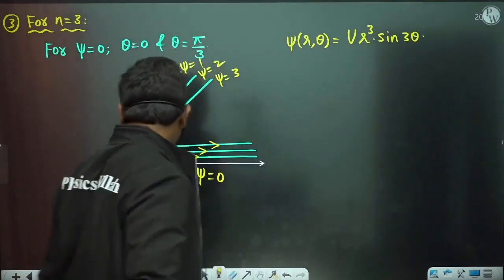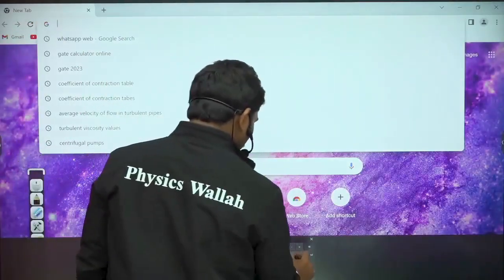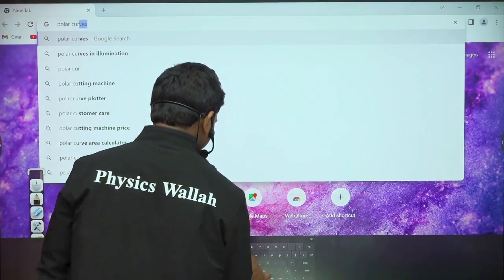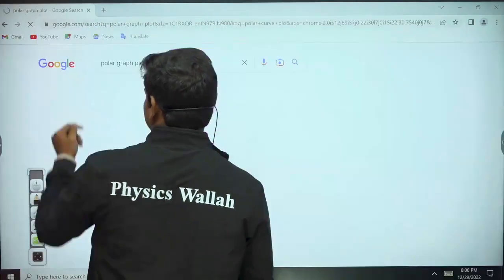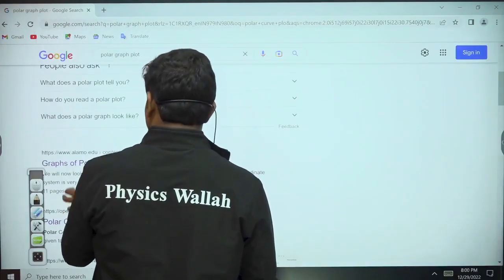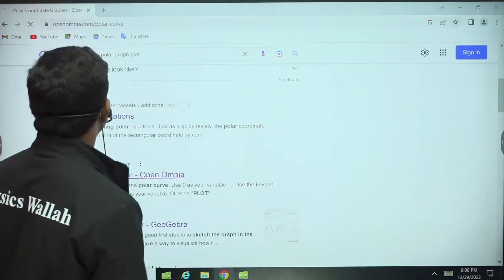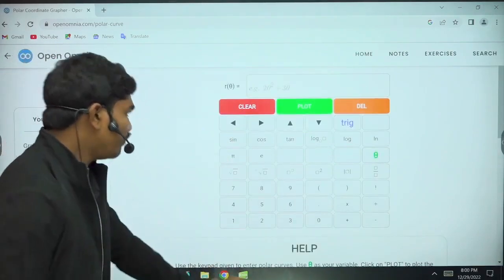I'll take the advantage of Google and show you a polar curve plotter, for example. Okay, polar graph plot. Graphs of polar equations. Let us take one software to plot these polar curves. So let us plot this. Yeah, we got the equation. So let us see how we'll plot this.